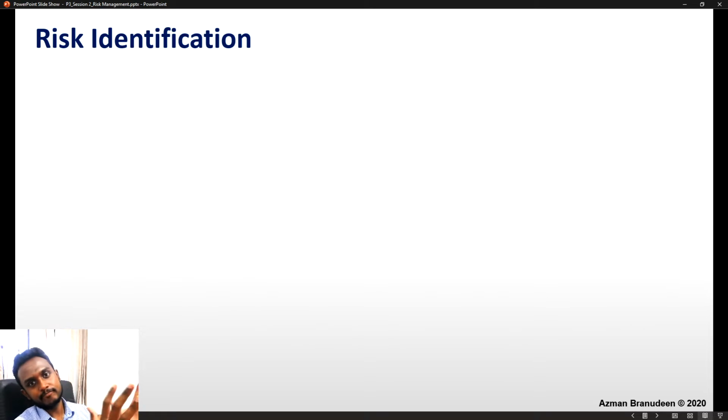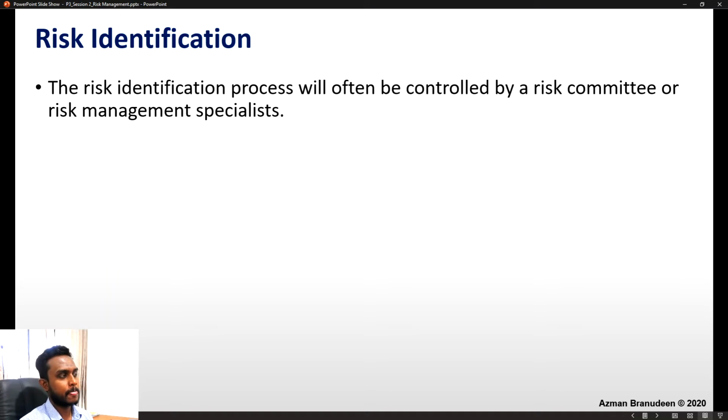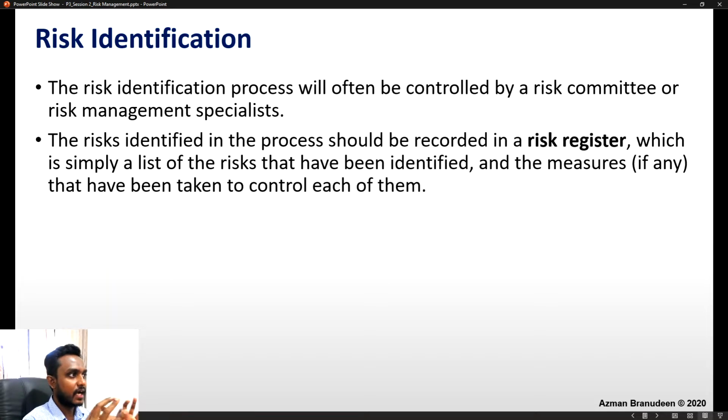Then, one of the most initial stages of overall risk management strategies is the identification of risk. The risk identification process will often be controlled by a risk committee or risk management specialists. The risks identified in the process should be recorded in a risk register, which is simply a list of the risks that have been identified and the measures, if any, that have been taken to control each of them.